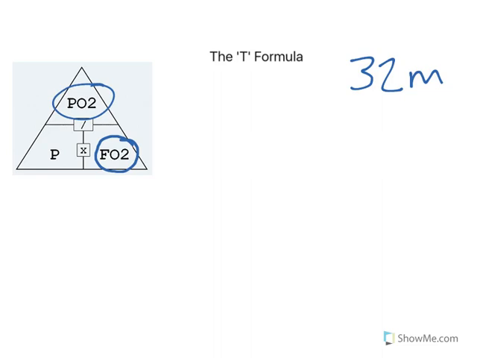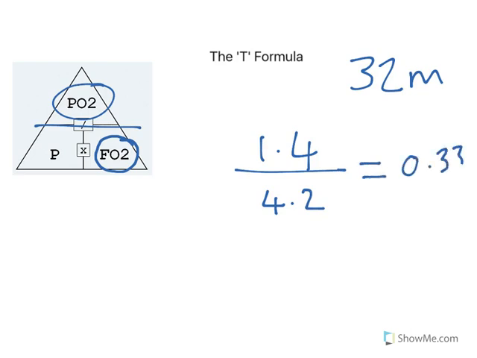So partial pressure 1.4. We're going to divide that by the pressure. So 32 metres is 4.2 atmospheres. Okay, 1.4 divided by 4.2 gives us 0.33. So the optimum gas mixture for a 32 metre dive, keeping a partial pressure of 1.4, is going to be a 33% nitrox mix.